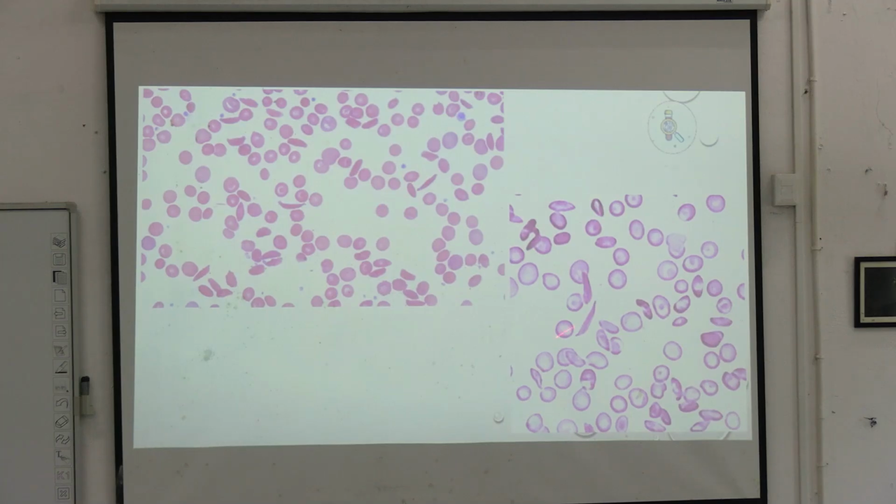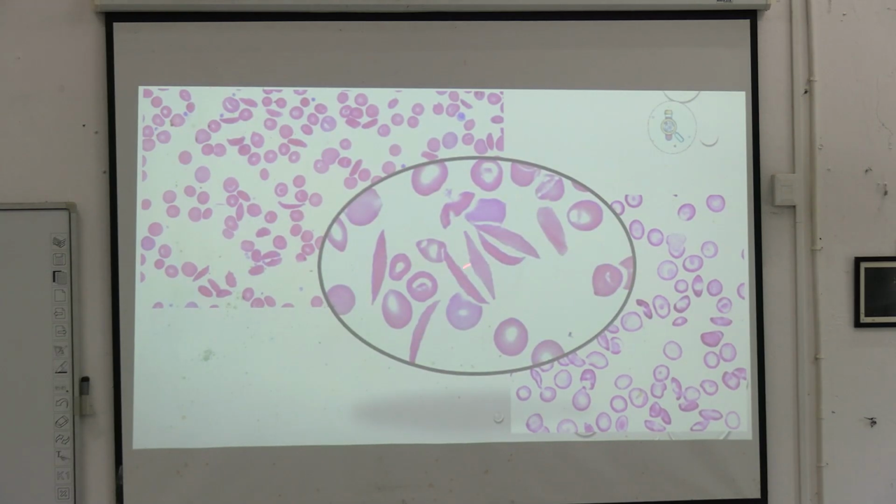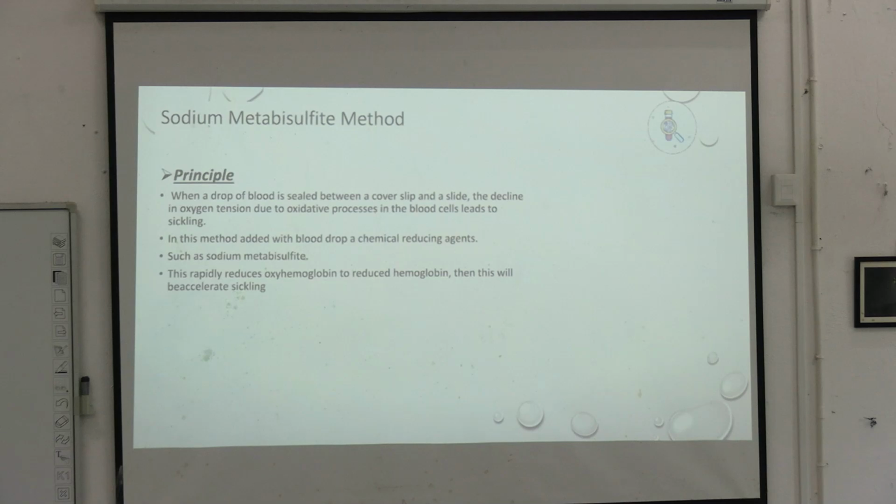Once you see these type of RBCs, we have to immediately do a confirmation whether this is sickle cell disease or not. So what do we do? We do a sickling test. So these are the sickle cells. This is how the sickle cells look. So this is the sickling test. What do we do in the sickling test? We put a drop of blood on the slide and we cover it with a cover slip. And we add sodium metabisulfite.